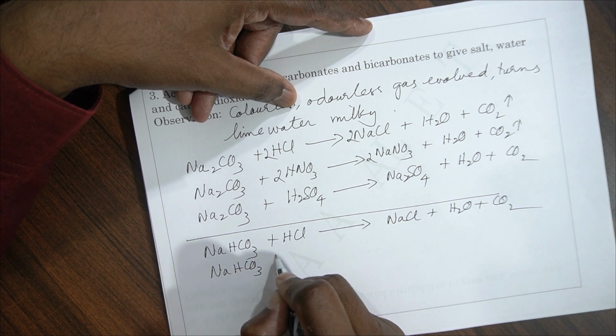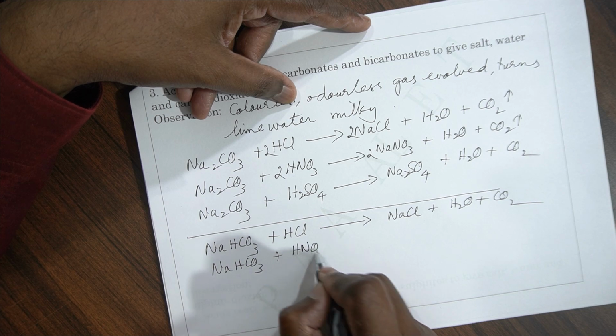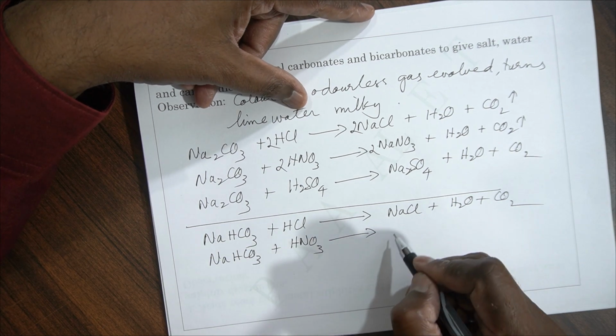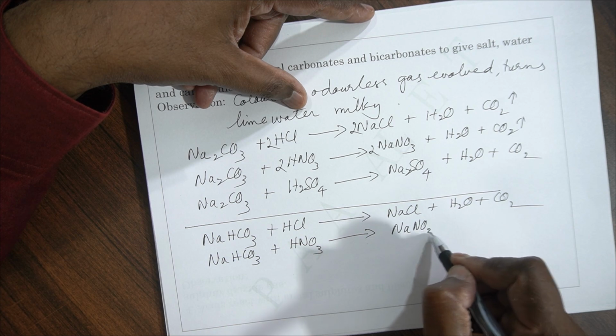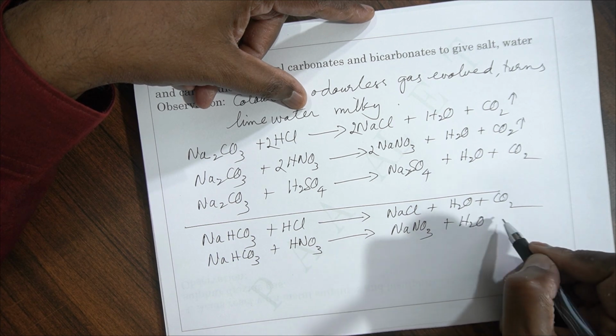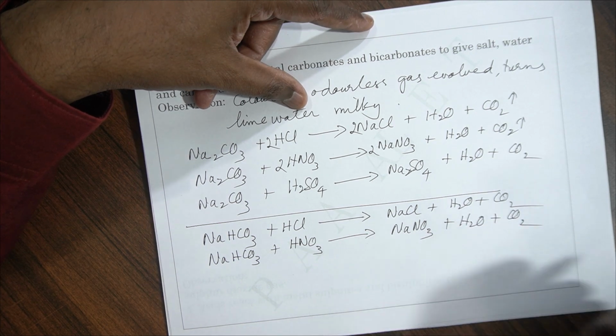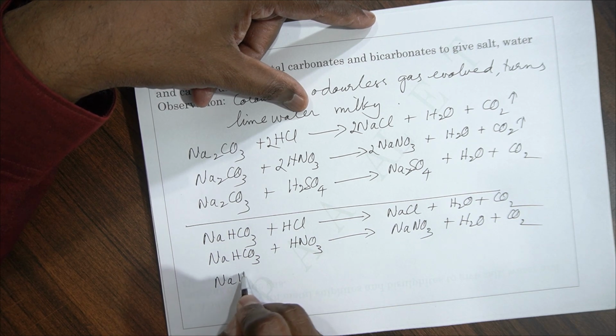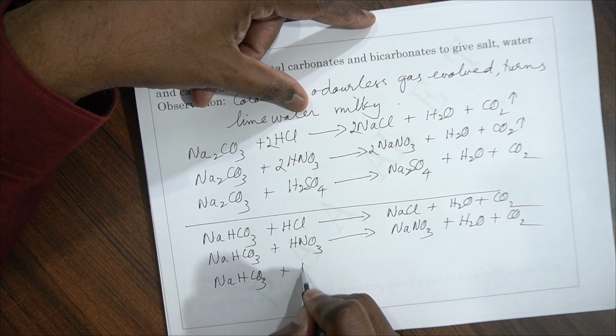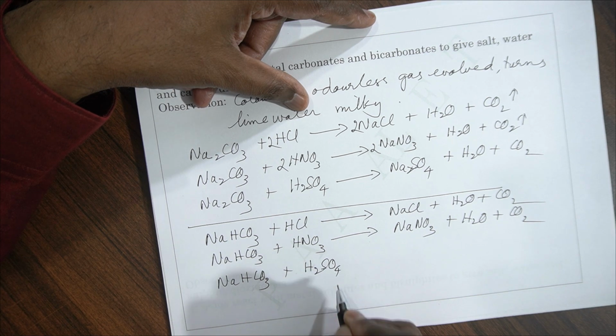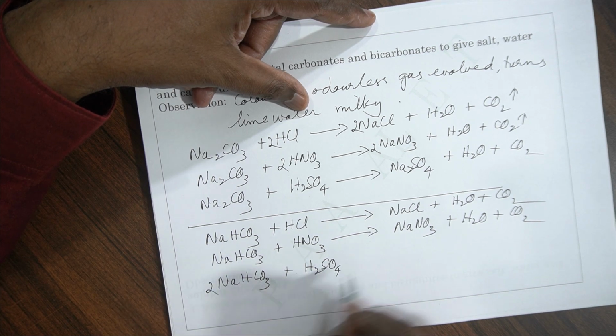NaHCO3 with HNO3. The salt will be the nitrate, sodium nitrate, NaNO3 plus water and CO2. Nothing to be done, self-balanced. NaHCO3 plus sulfuric acid, dibasic acid. We need 2 sodium, 2 has to be put here.